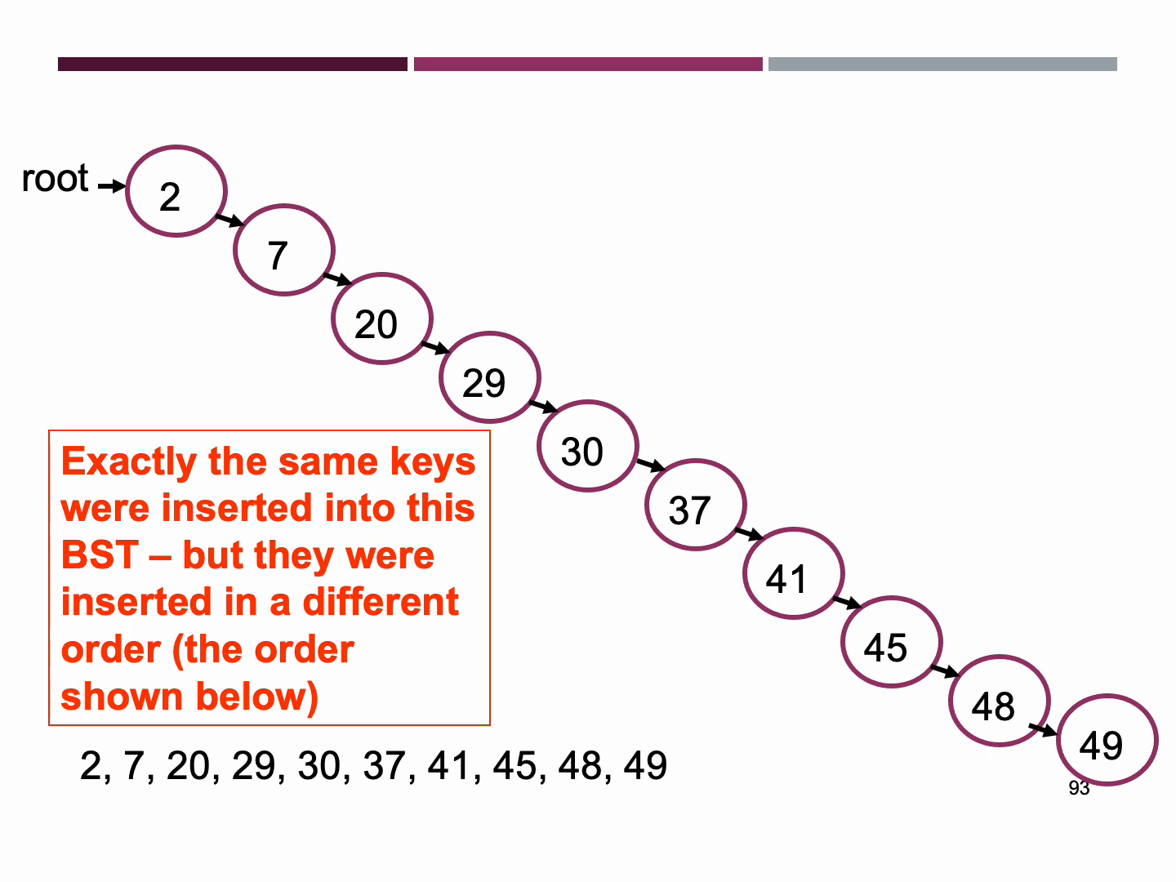So here we have exactly the same keys inserted into this BST, but you see, this is a peculiar tree. There's no left child here, everything is on the right. So exactly the same values or nodes are inserted, but in a different order, the order shown below. Like it's inserted first 2, then 7, 20, 29, everything is bigger. So it's incrementing. So in this peculiar tree, we could have a higher time complexity.